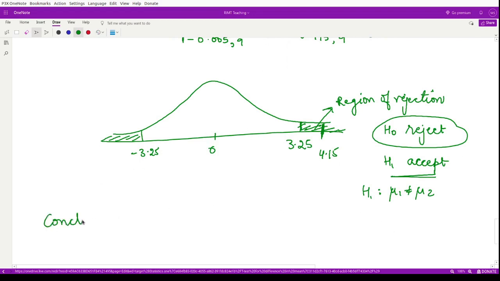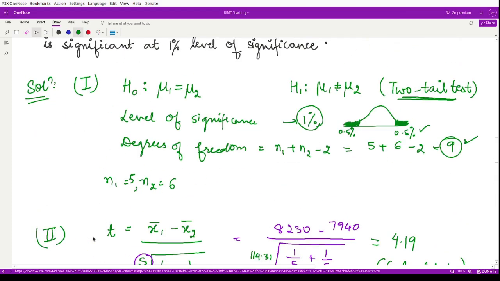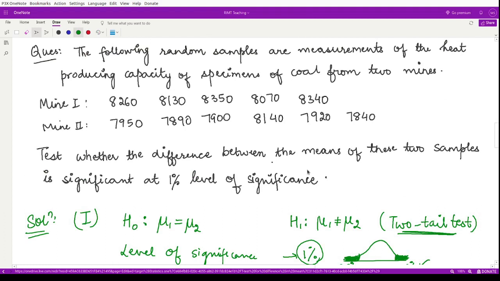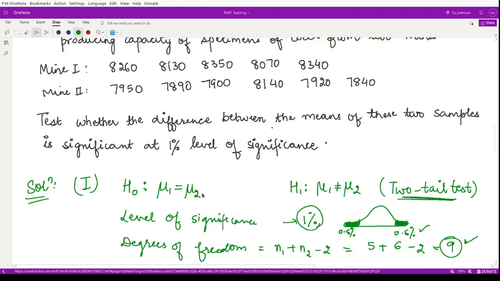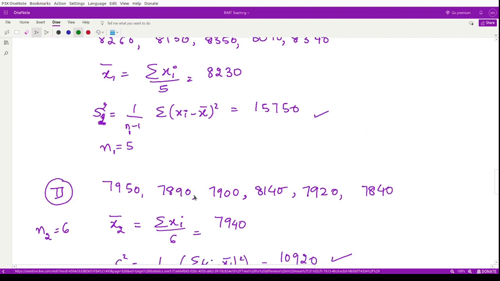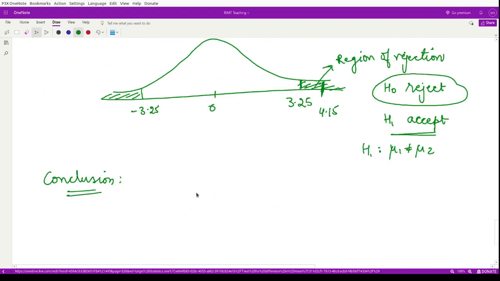So on conclusion, if you look at the statement, what did they ask? They asked you to compare the difference between the means of two samples at 1% level of significance. So therefore, we will say the average of these two samples is not the same.